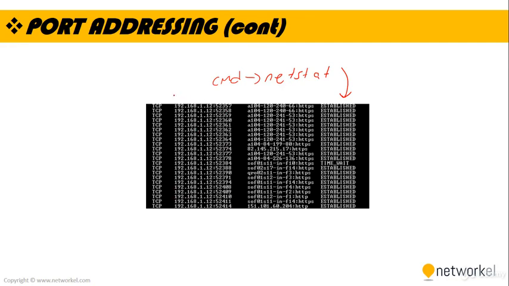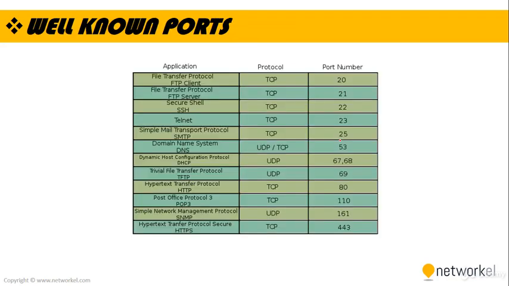As you can see here are the source IP addresses. These are the source ports, and these are the destination ports that the user wants to reach. For example, here this user wants to reach port 80 and the communication is established.